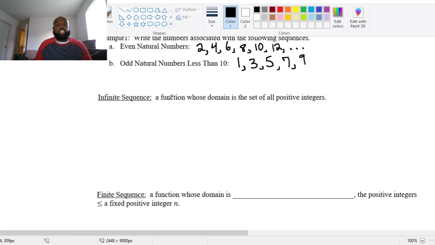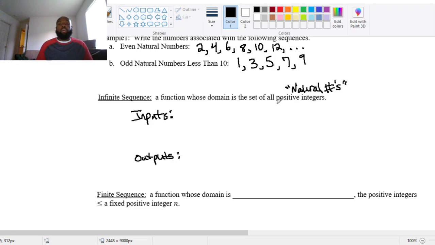An infinite sequence is a function. We've heard this word before. A function is a relation between two sets of numbers such that each input corresponds to one output, right? And so an infinite sequence is a function whose domain is the set of all positive integers. Positive integers are exactly the same thing as natural numbers. Since we have our sequences defined as a function, that means we have inputs, which represent our domain, and we have outputs. If our inputs are the set of all positive integers, my first integer is 1, my second is 2, my third is 3, 4, 5, and so on and so forth.